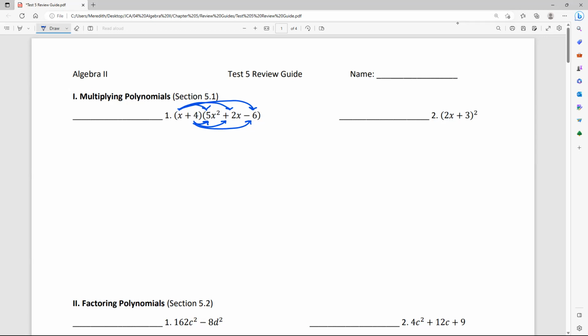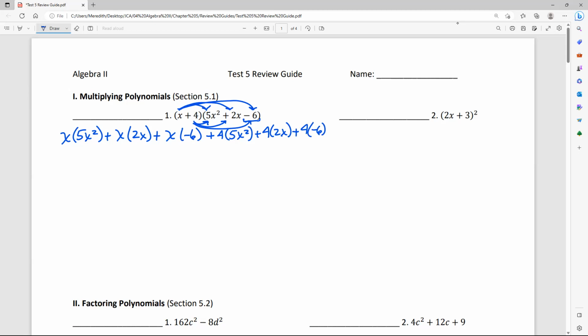So if I use the first term, the x, this is just x times 5x squared plus x times 2x plus, I'm going to keep that negative with the 6. This is x times negative 6. Now I have to distribute the 4. So that's 4 times 5x squared. This is when the multiplication method becomes really handy. 4 times 5x squared plus 4 times 2x plus 4 times negative 6.